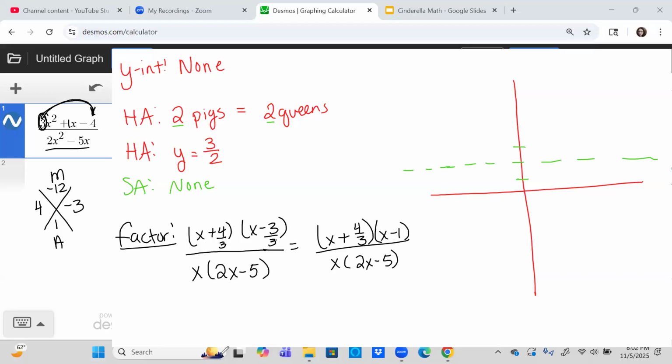Does anything cancel? No. So that means we will have no holes. So if you have a spot for that, just put none. We will have some vertical asymptotes. That's the bottom set to 0. So this x, just straight up x equals 0. And then this one set to 0. This would move over and be 2x is 5. Divide by 2. So x is 5/2. Leave the fraction.